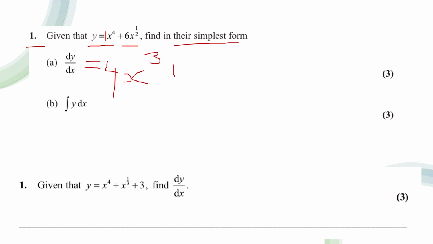Plus, now we're going to do 6 times a half. That's going to be 3. A half of 6 means 6 divided by 2, which is 3. x, and then we knock 1 from the power, so the power goes down by 1. So that's minus a half. Because a half minus 1, think of it as a half minus 2 over 2, or a half minus 2 halves.